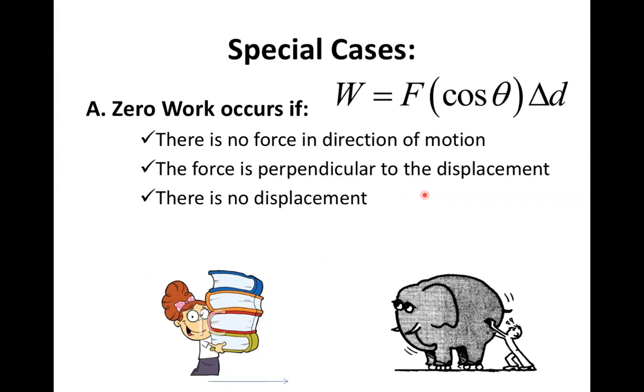So there are more special cases. The first case was the special case where F and D were parallel, and then work was a calculation of force times displacement. And then the second case wasn't so special. It was the general case, F cos theta D gives you work. Now we're going to look at special cases where work can be equal to 0. So 0 work occurs if there is no force, or there is no displacement, or cos theta is 0.